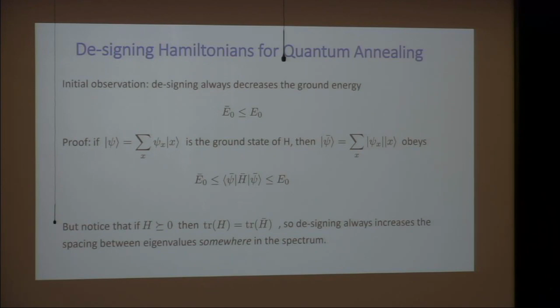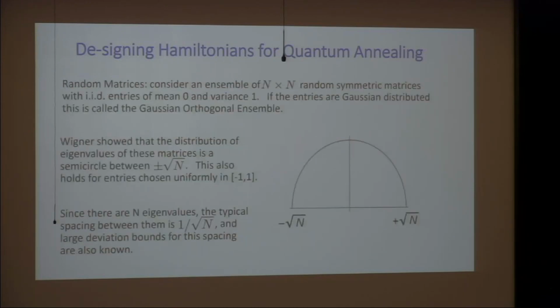Here the ground state energy has decreased. The sum of the eigenvalues is the same, and that tells us that we must have increased the spacing somewhere. We must have increased the spacing between eigenvalues at least somewhere in the spectrum. So the question is, does that happen near the ground state? Well, here's why it does in the context of random matrices.